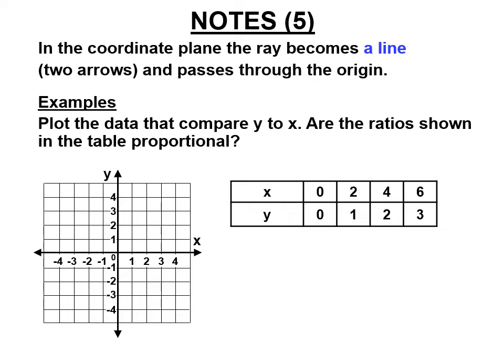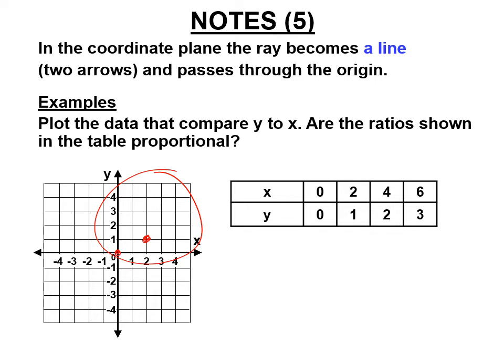All right, so when you start putting negatives in this, that's called the coordinate plane. And this is where it would become a line. Plot the data to compare y to x. Are the ratios shown in the table proportional? So we have 0, 0. Right, so remember, x is 2, y is 1, right?